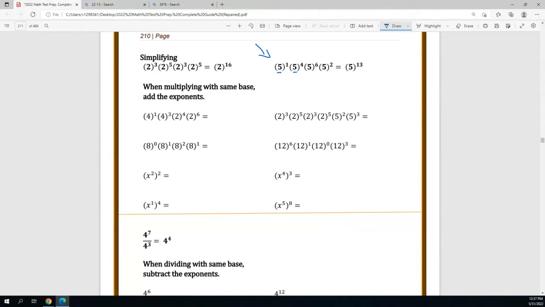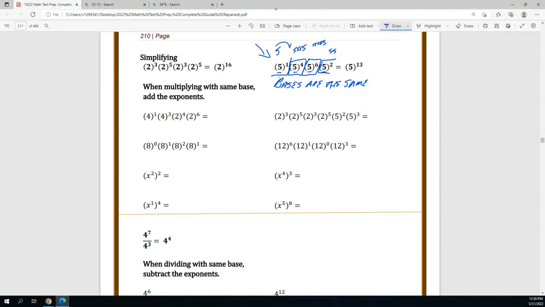Now, all of these bases or roots are the same, right? All these bases are the same. So what really is going on here, this one says I have 1 5, and I'm multiplying it times what? 4 5s. This one says I'm multiplying it times 6 5s. See that? This is 2 5s. So really, how many 5s are being multiplied?